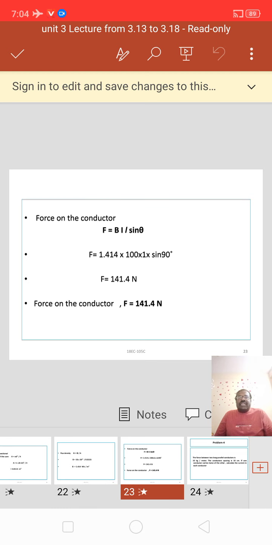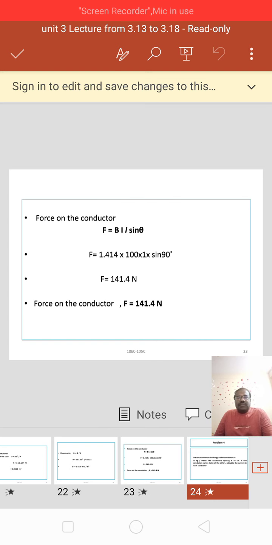Force on the conductor F equal to BIL sin theta. F equal to 1.414 into 100 into 1 into sin 90 degrees. Now force on the conductor F equal to 141.4 newtons.